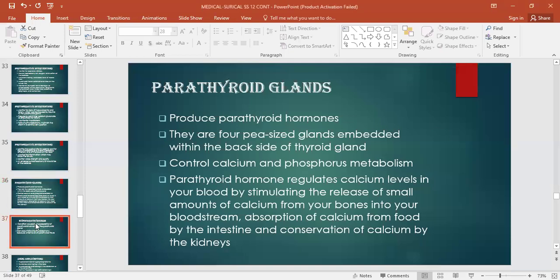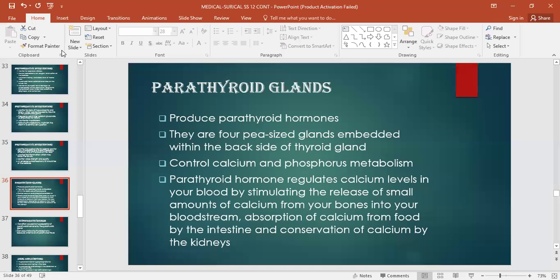So as I was saying, I was talking about parathyroid hormone, the one that helps to control the calcium level. When our blood calcium is low, it is this parathyroid hormone that helps to increase it. And the way they do it is by stimulating the release of calcium from your bone into the bloodstream.